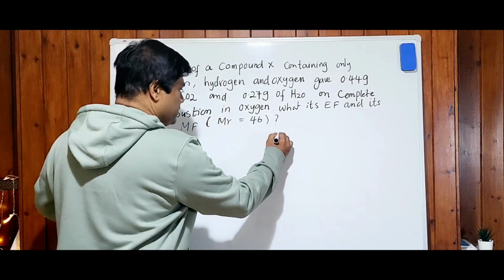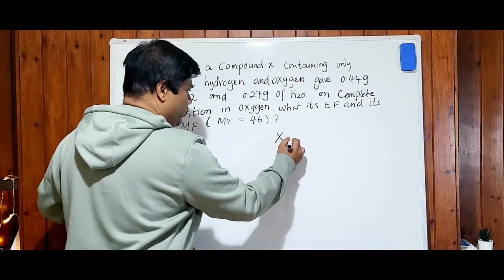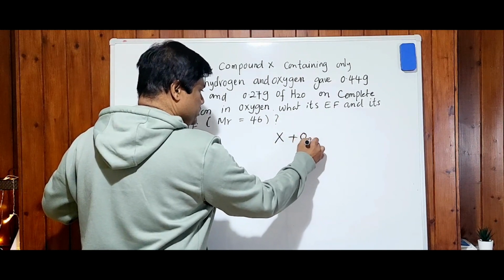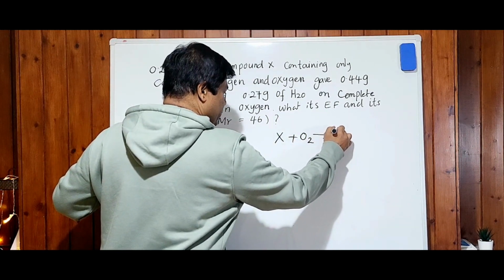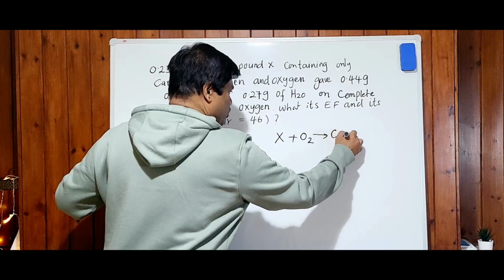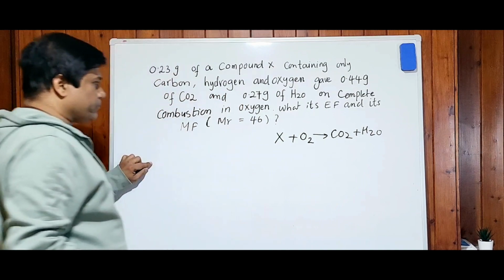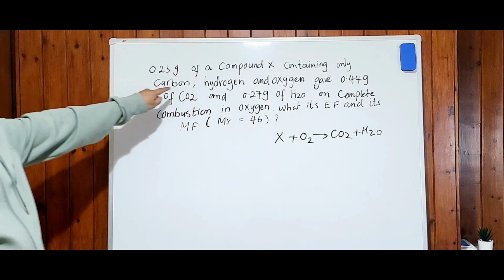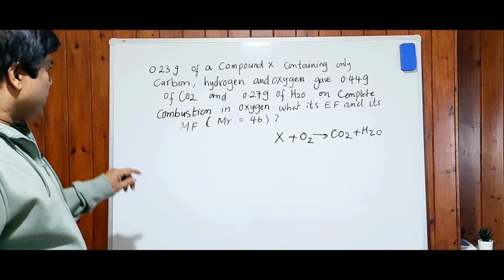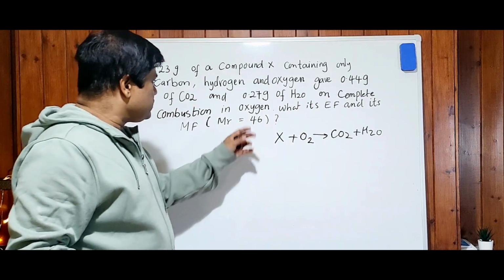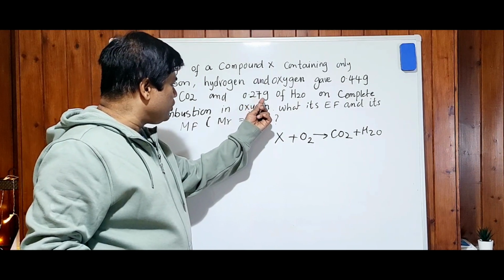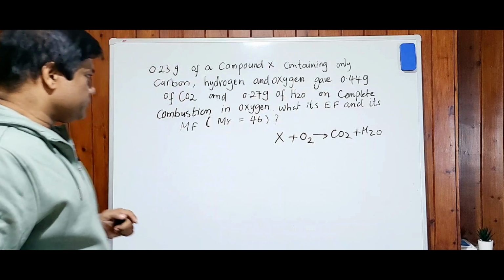X is an organic compound, which on combustion gives carbon dioxide and water. The mass of the X is given to you. On combustion, you get the mass of the water molecule and the mass of the carbon dioxide.